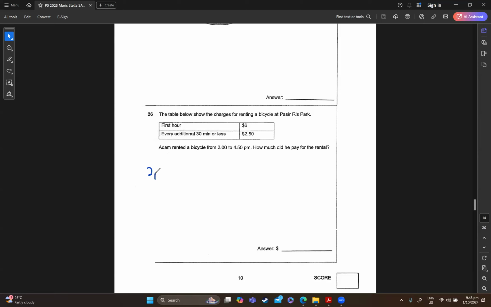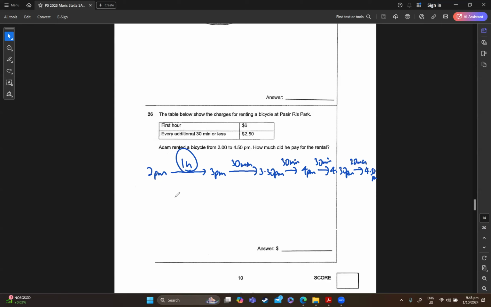So 2 p.m. till 4:50 p.m. Let's take account for the first 1 hour. So it says until 3 p.m. And subsequently 3:30, 4 p.m., 4:30 p.m., and 4:50 p.m. Okay. So there's 30 minutes, 30 minutes, 30 minutes. This is 20 minutes.